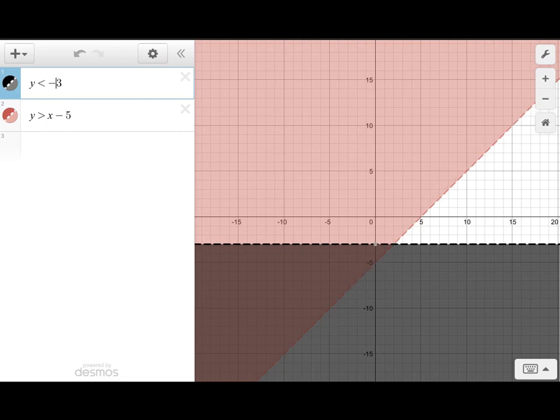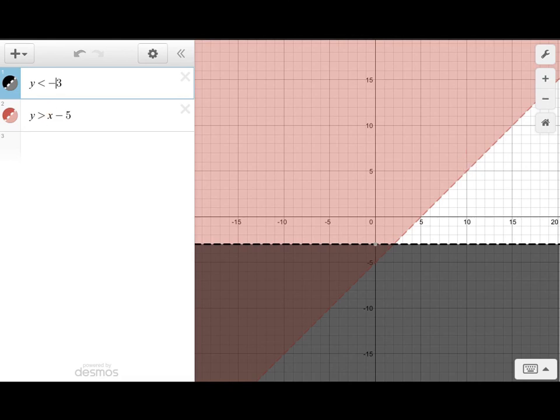But this says y is greater than x minus 5. This is the place where y is equal to x minus 5. Every point on here, take the x value, 10, take away 5, 5. Okay, but this is saying it's got to be greater than that. So 10, 5 would not be an answer. 10, 6 would be an answer.